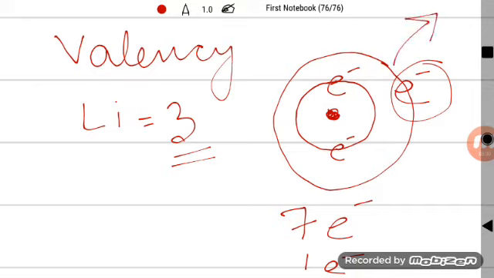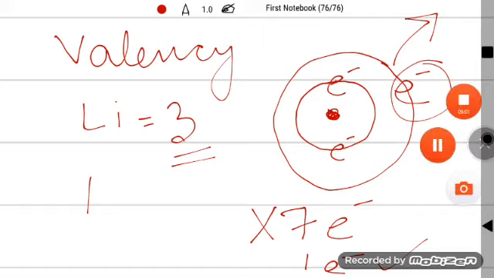So here no one is going to give the 7 electrons to this lithium, so lithium will not go for this option, but it will try to lose the single electron which it is having. So the valency of lithium is 1. This you can see on the table which is given on page number 54. Okay, so lithium valency has been shown as 1.